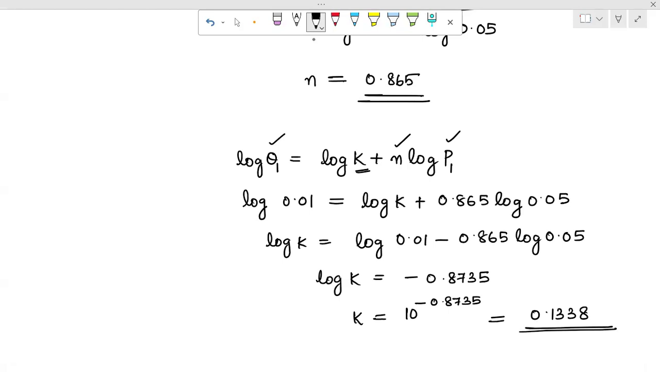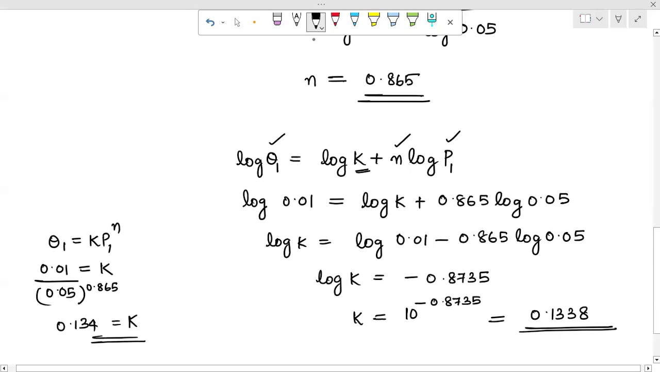This is one way, or what you can do is you can use theta 1 is equal to k p to the power n. The value of theta over here is 0.01. This is equal to k, which we don't know. So if I take p1 to this side, this is 0.05, the whole raised to 0.865. This can also be done to find the value of k. You will be getting the same answer, 0.134.